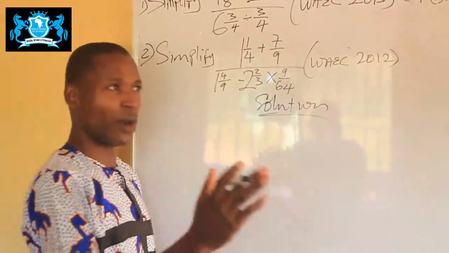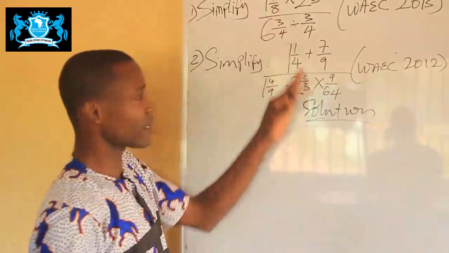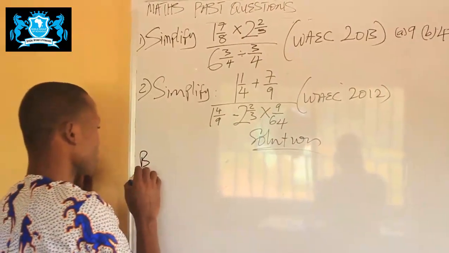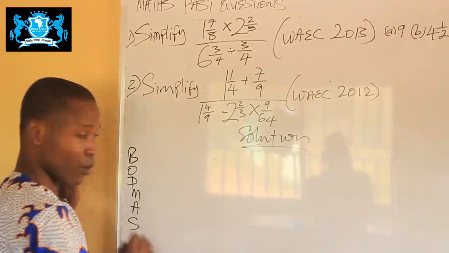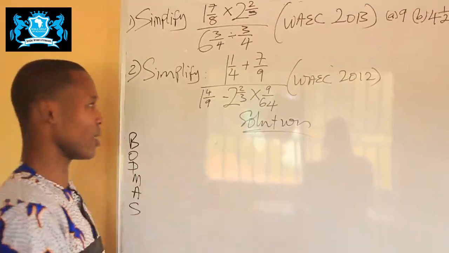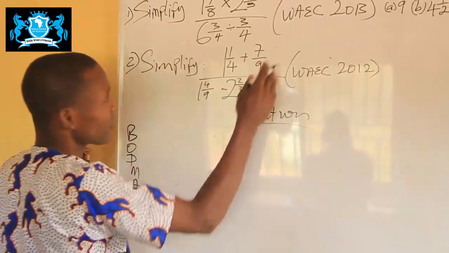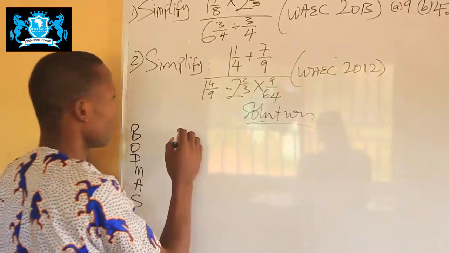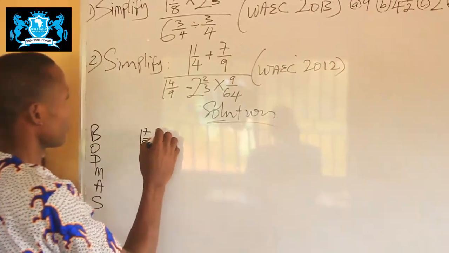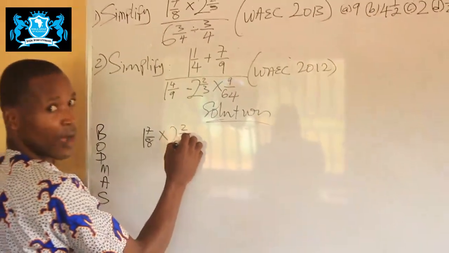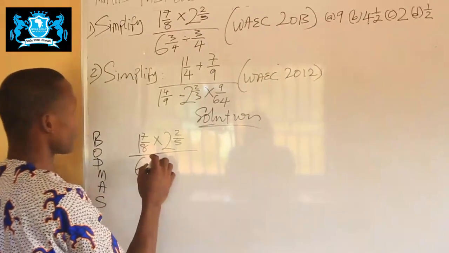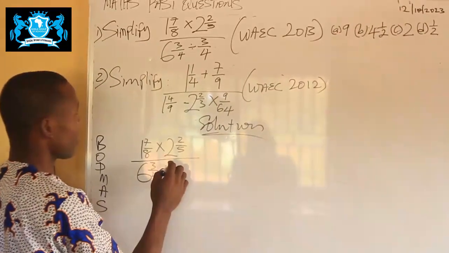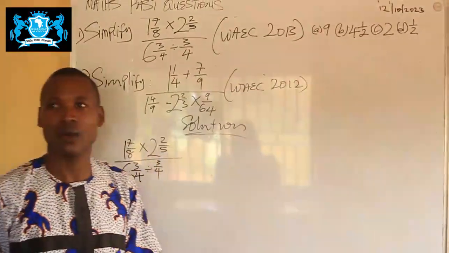By now, if you have been following the videos, you should know that everything we do in simplification in mathematics has to do with BODMAS. I won't go into that because we have treated it extensively in the other videos. Look at this question. It's an objective question, so we'll look at which of them is the answer. We have 1 whole number 7/8 times 2 whole number 2/5 all over 6 whole number 3/4 divided by 3/4.